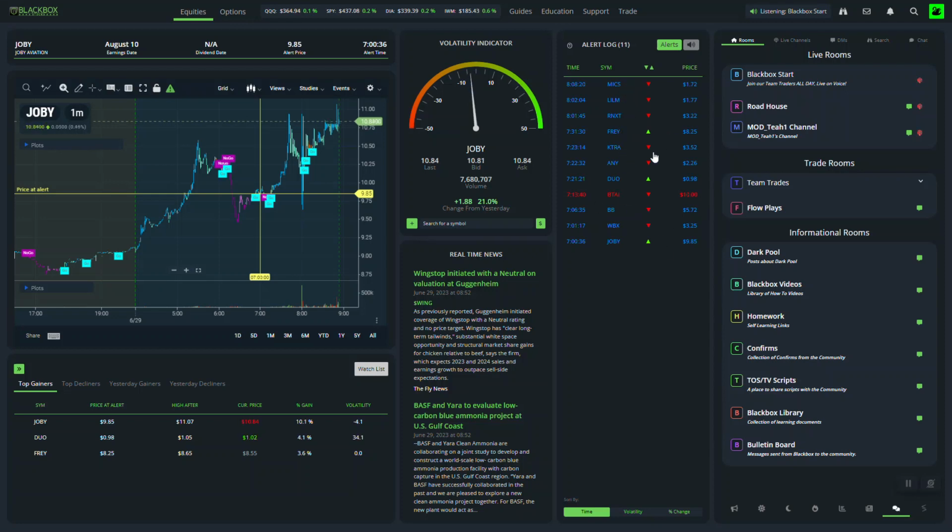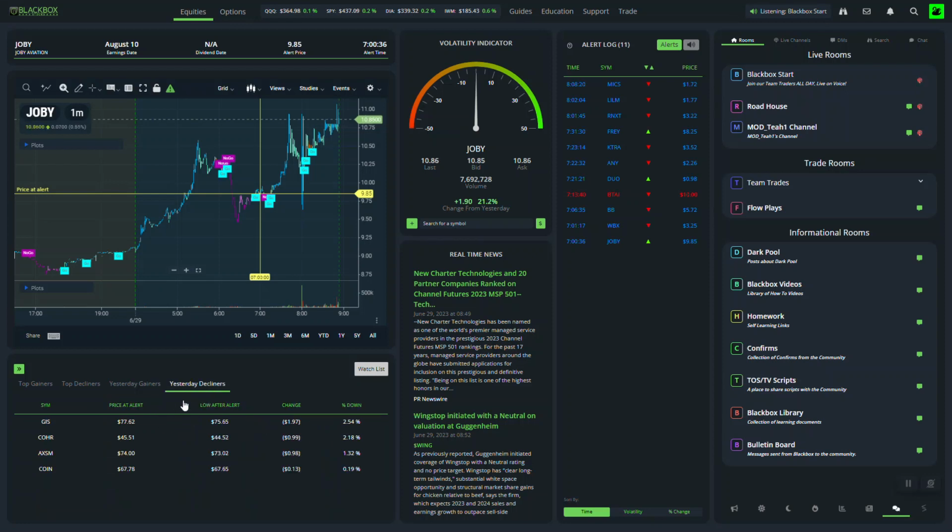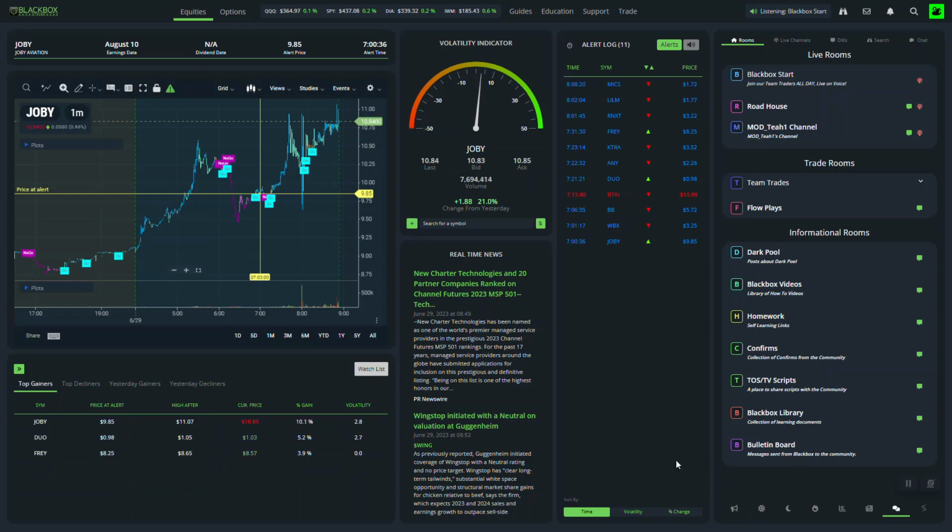We can catch those pretty easily throughout the day, and you can look at yesterday's gainers here, where we got potential gains on those. And then if you'd like to short, we also have decliners, and you can pull those as well. So again, make sure you're taking full advantage of this platform. This is such an amazing tool that if you don't know all of it, you may be missing out on something that could really help you in your trading.